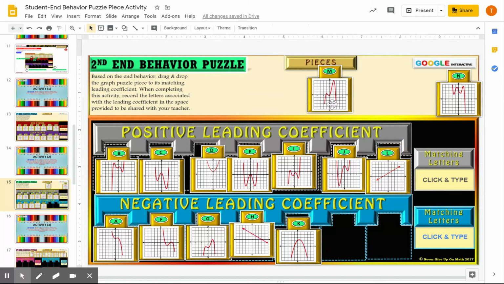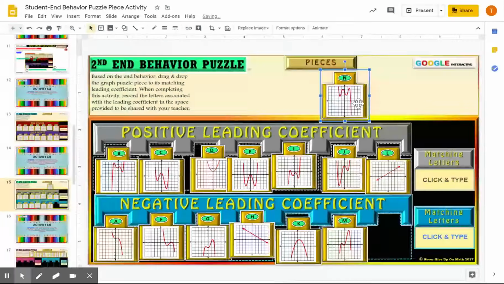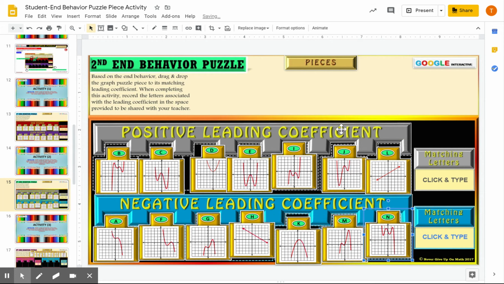But let's just double check, make sure we didn't do anything wrong. These are going down on both the left and the right. So if it's going down on the right, it is negative. And then if I'm looking at N, it is most certainly going down on the right. So I'm pretty confident in our answers here.